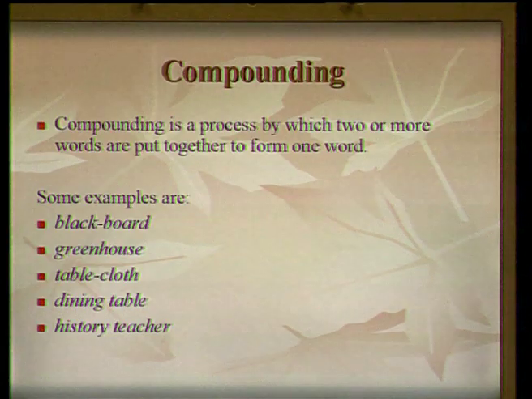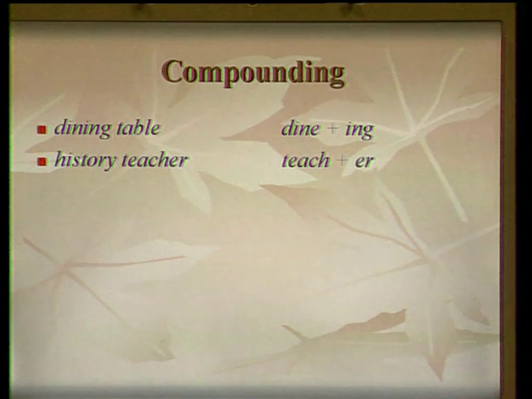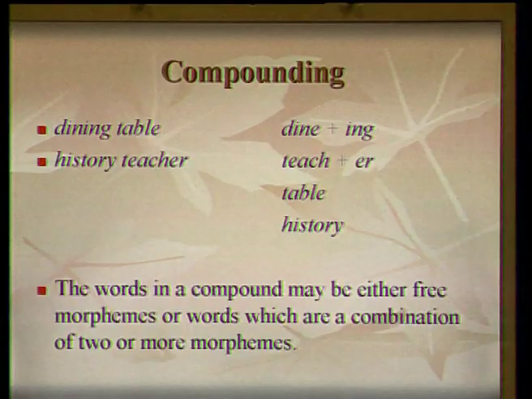history teacher. Let us look at these examples again. You notice that dining is composed of dine and ing. Teacher is composed of teach and er. Despite this, we call dining a word and teacher a word. Table, history are all words. A compound consists of words. These words may be free morphemes or they may be a combination of a free morpheme and a bound morpheme.